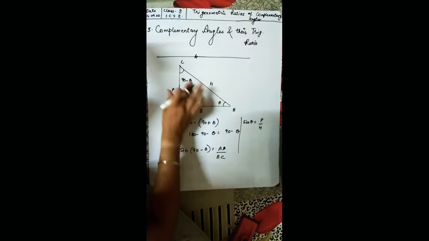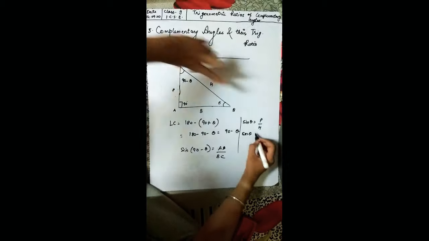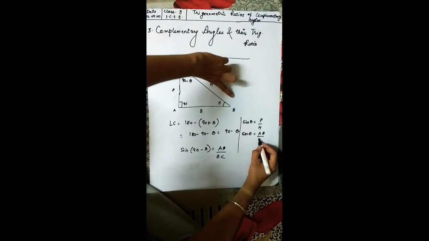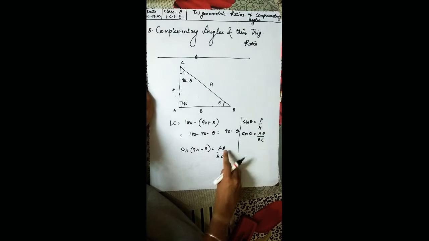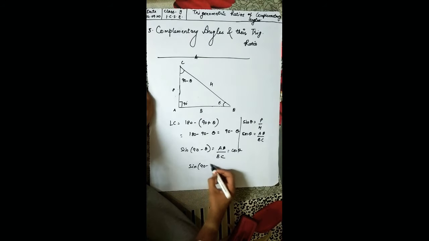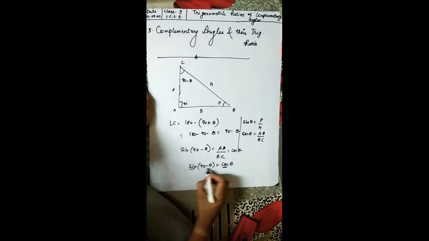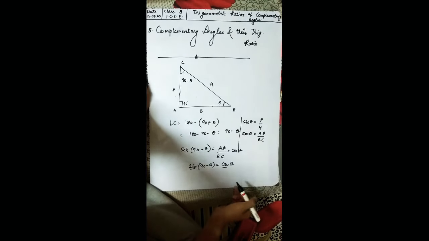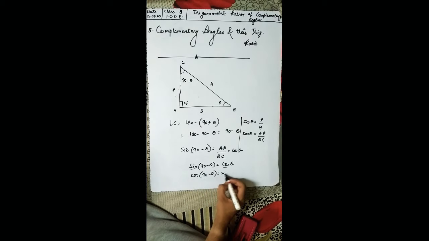If I ask you what is cos theta here, cos theta is base upon hypotenuse, AB upon BC. Here also it is AB upon BC, so in place of AB upon BC, we can write cos theta. So what we understood from here is that sine changes into cos while doing 90 minus theta, and similarly cos 90 minus theta will give you sine theta. These are the conversions we are going to see in this chapter.